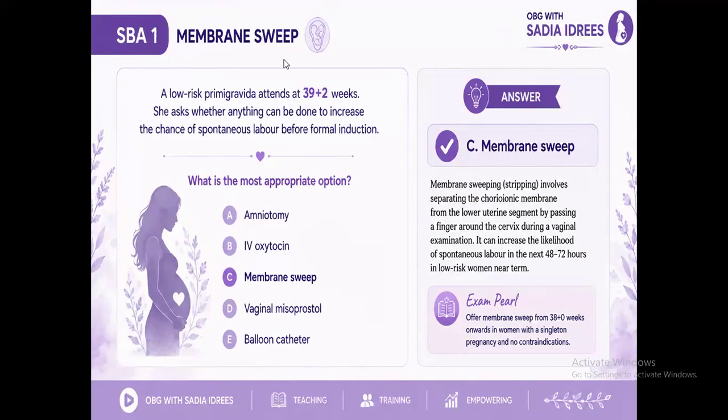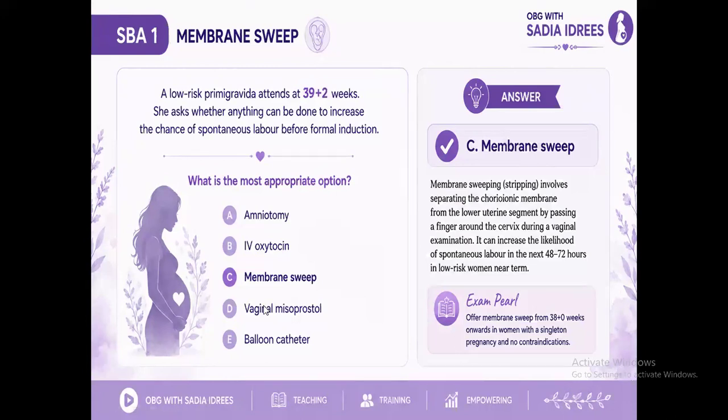So, question number 1. A low-risk primigravida attends at 39 plus 2 weeks. She asks whether anything can be done to increase the chance of spontaneous labor before formal induction. What is the most appropriate option? Option A, amniotomy. Option B, IV oxytocin. Option C, membrane sweep. Option D, vaginal misoprostol, and option E, balloon catheter. Now, this is a beautiful question because the examiner is testing whether you can differentiate membrane sweeping from formal induction of labor. The correct answer is C.